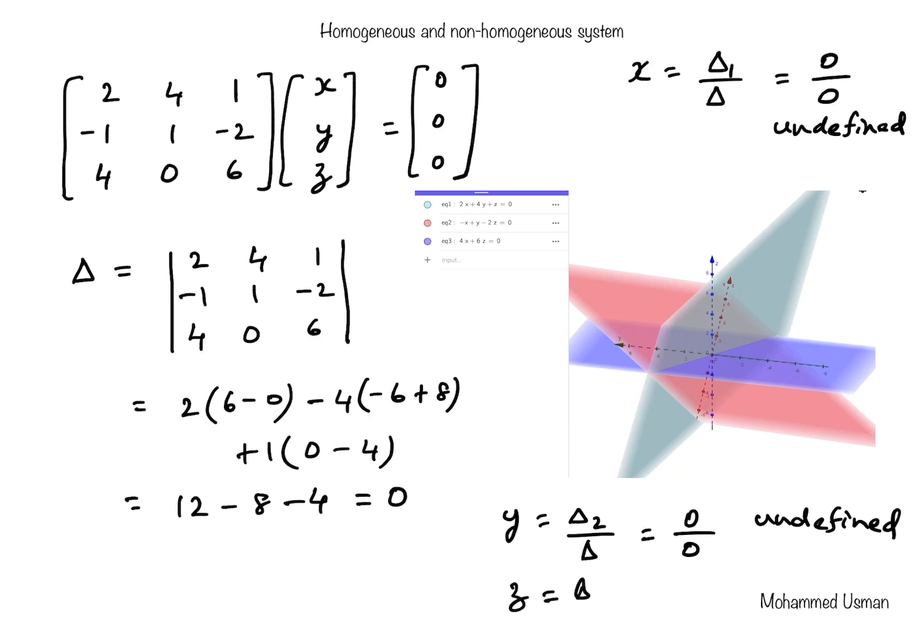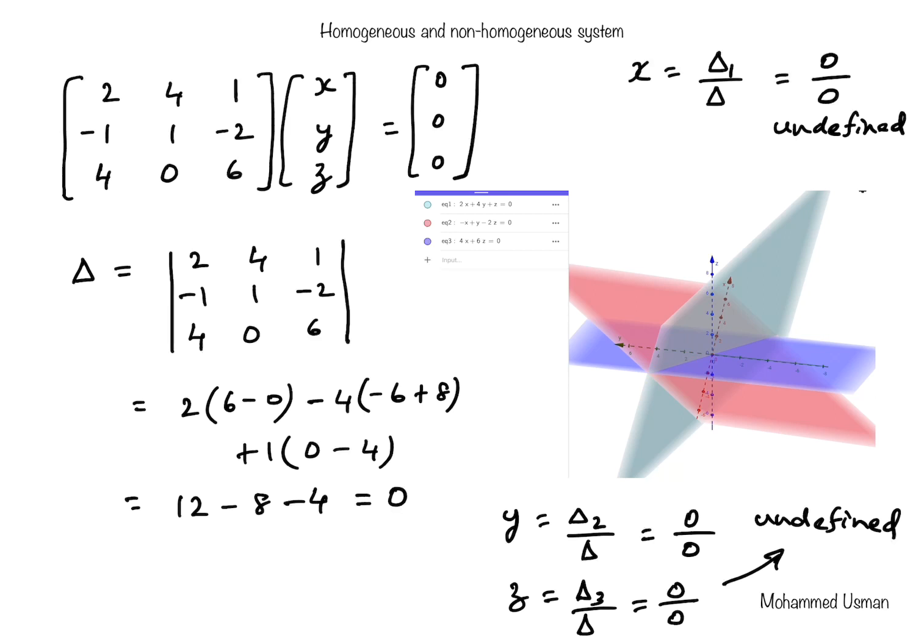And similarly, z will be equal to delta 3 by delta, which will also be 0 by 0, which is also undefined. So Cramer's rule cannot be used to solve this system of equations, and we'll need to figure out other methods to solve these equations. And clearly, we see that this system of equations has infinite possible solutions, and all the solutions lie on this particular line.